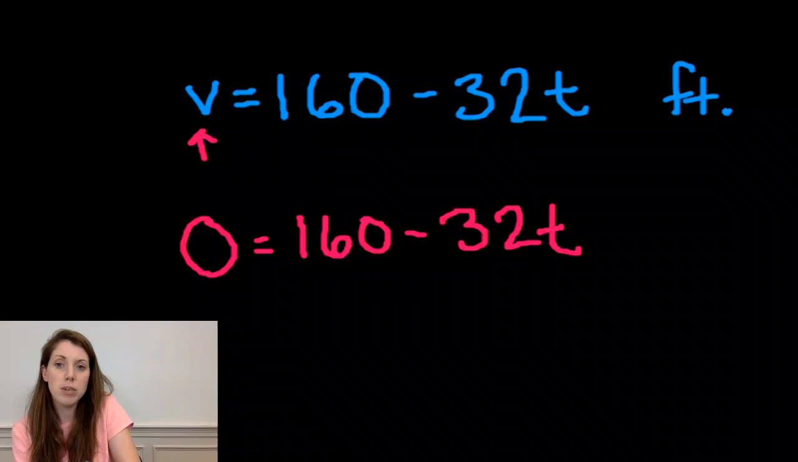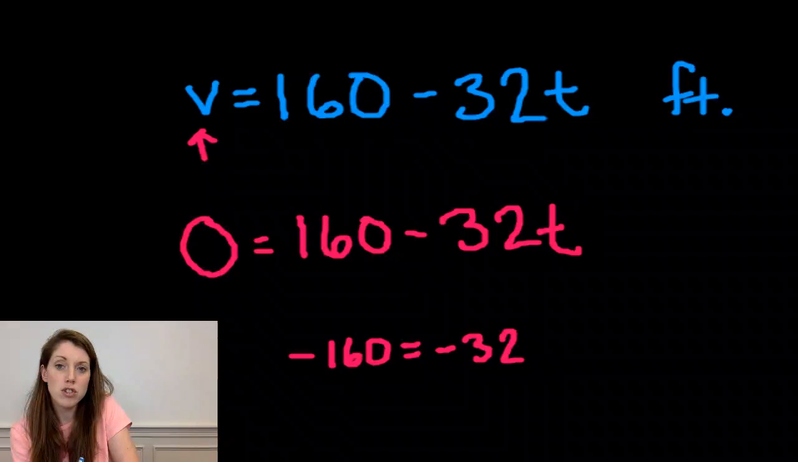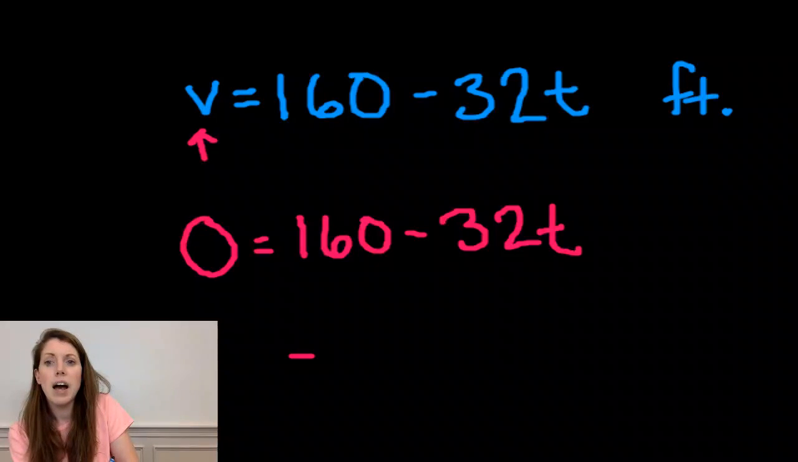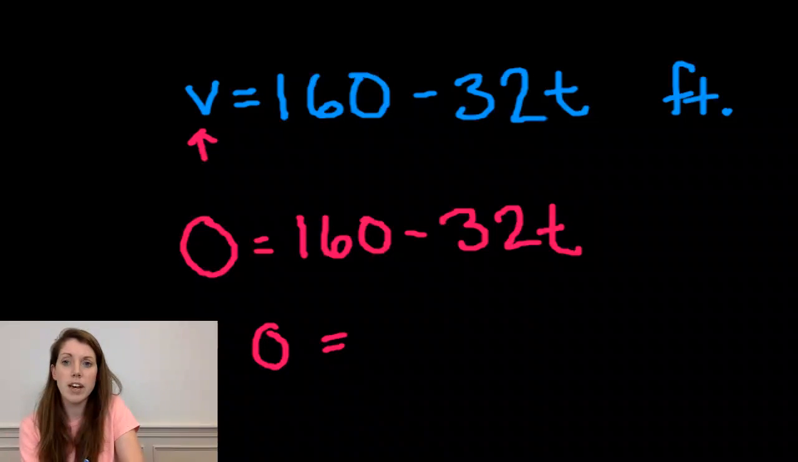First, I'd subtract 160, so I'd end up with 160 equals negative 32t. Oh, actually, you know what? I'm not going to do it that way because I want to show you something here that's kind of important. I'm actually going to show it to you using factoring, and there is a good reason why I want to do that.